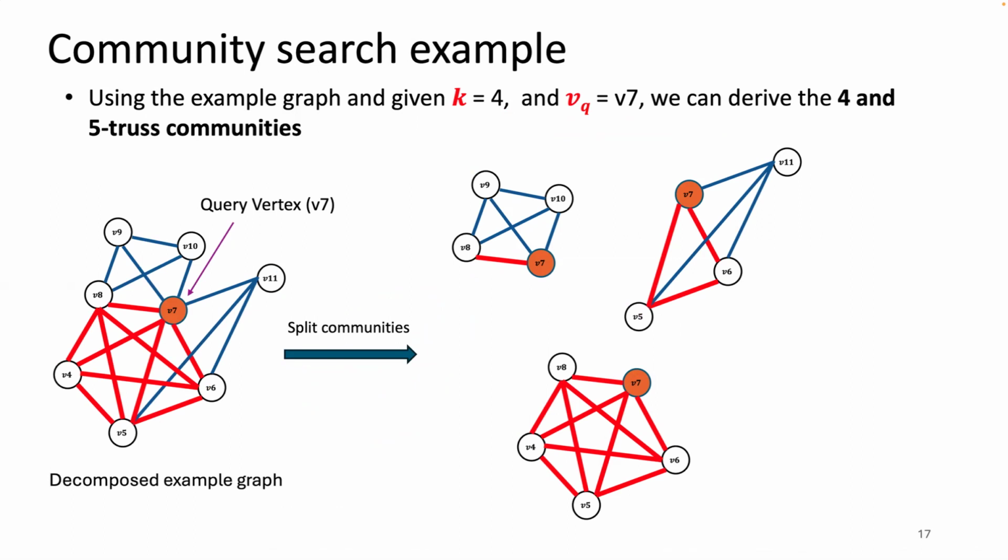So if we split this community now, we have those. The one at the top is the 4-Truss community, because the minimum edge there is a 4-Truss edge, while the ones below are the 5-Truss community, because the minimum at the top is 4 and the minimum at the bottom is 5, right?